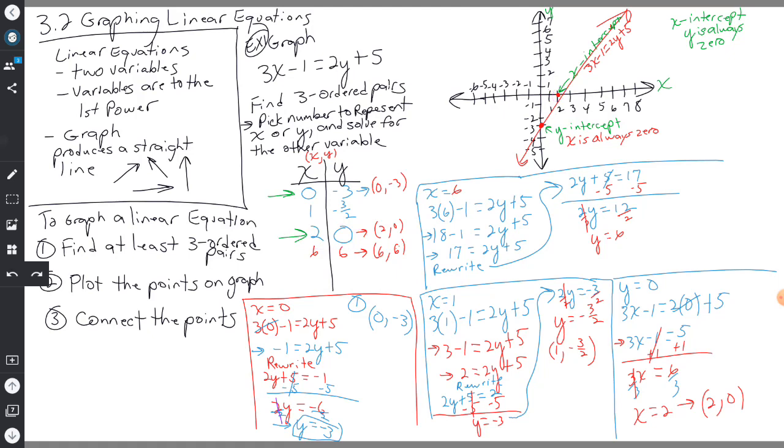And then plotting the last point, 6 comma 6. Go to 6 at x and move up to 6 for y. And that is going to be about that point somewhere up there. And then we connect those points, producing the line that we see here.